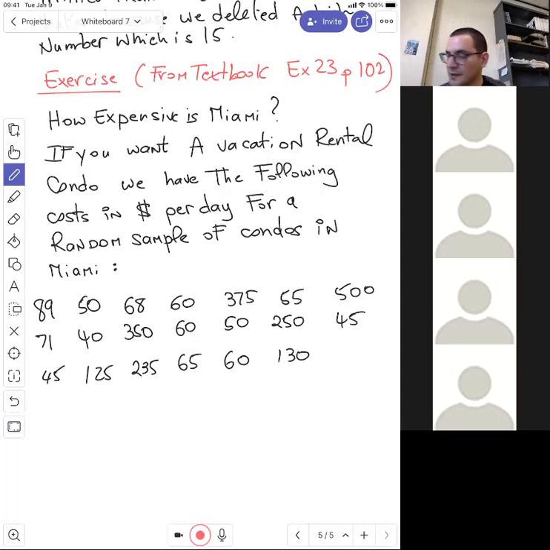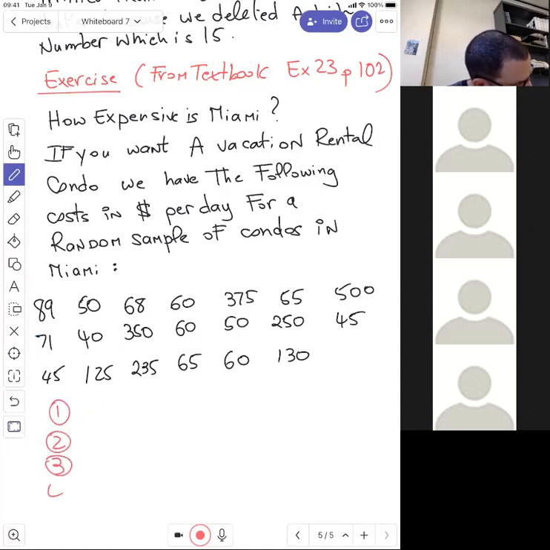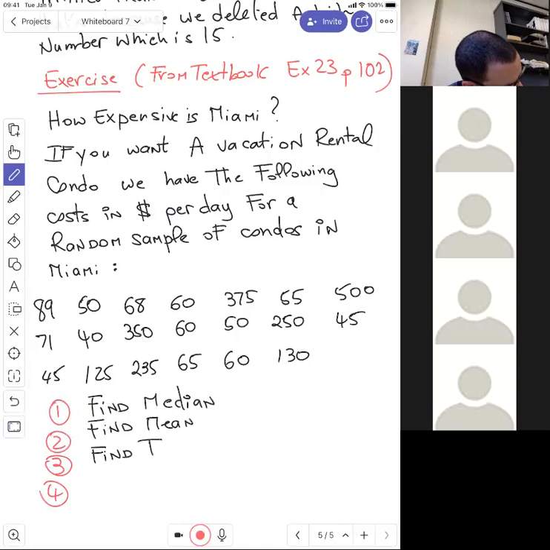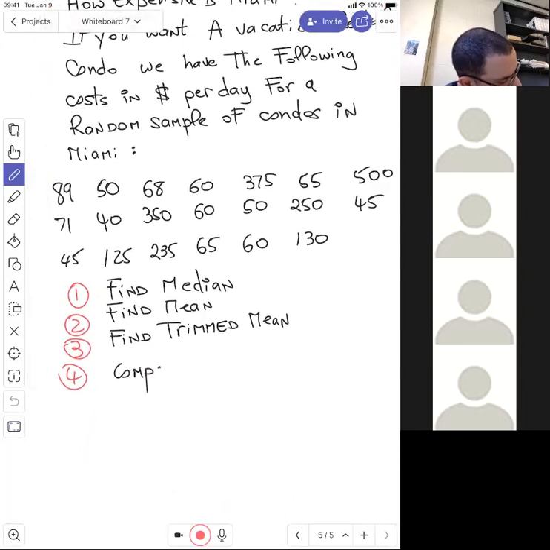All right, here are the questions, guys. So first, please try to find the median, find the mean, find the trimmed mean, and then in the last question, compare the mean to the trimmed mean.